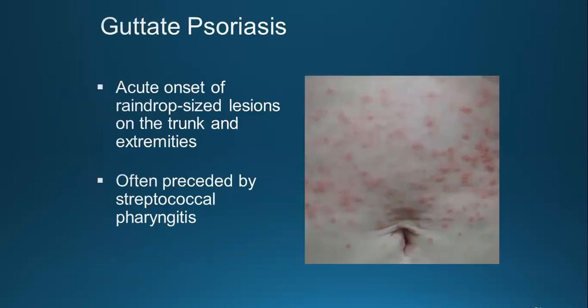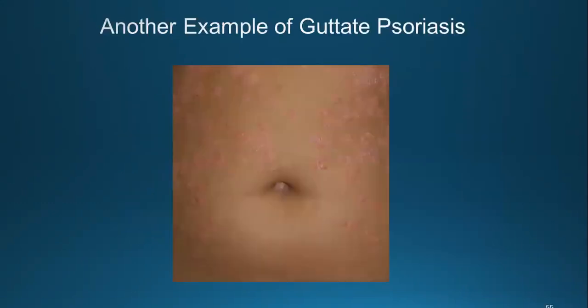This is the first type, guttate psoriasis. Guttate means raindrop, teardrop. Acute onset of raindrop-sized lesions on the trunk and extremities, often preceded by streptococcal pharyngitis. Occurs in teenagers. Another example of guttate.